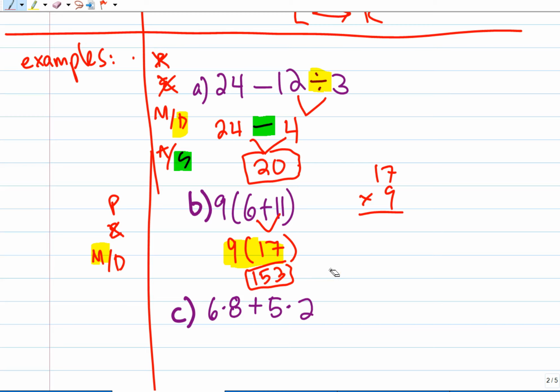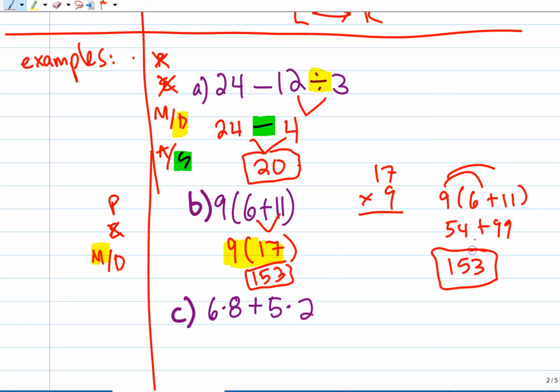Some of you would have distributed this. This doesn't bother me. If you know that, that's actually not something we're doing for a while. But if you know to take that 9 and distribute it, you would get 54 plus 99, which is still 153. That doesn't bother me. That's still mathematically sound. That's not what they're going to want you to do in this section, but there's nothing mathematically wrong with that. You're like, I have no idea what you just talked about. Then wait, we'll do that later.